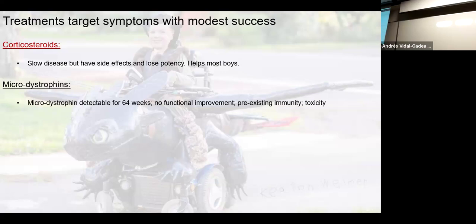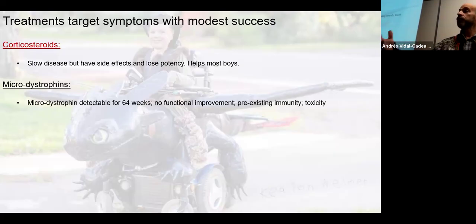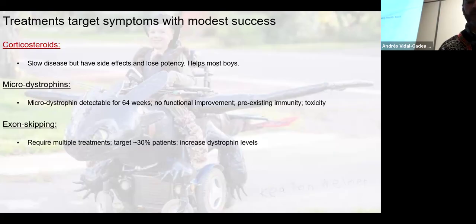People try to deliver small versions of the dystrophin protein to the patients. And the problem is that even though you can see the small versions of dystrophin in there, there is a problem with resistant immunity. These things are packaged in viruses. And if you're immune to this virus, then you cannot use the treatment. You can only get treated once, then you become immune to the virus and you cannot have treatment again. And also there is not really a huge improvement as a consequence of the treatment.